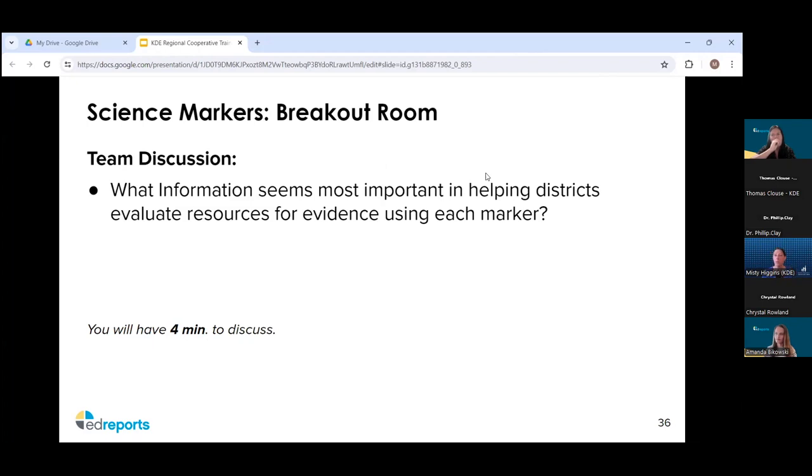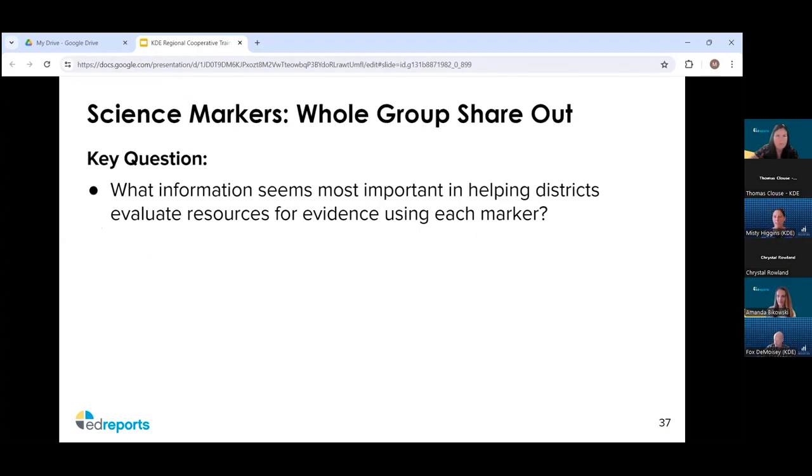But again, breakout rooms are going to open. Make sure everyone has an opportunity to participate in the conversation, and we will see you all back here in about 5 minutes. Welcome back. I still see people making their way back in.